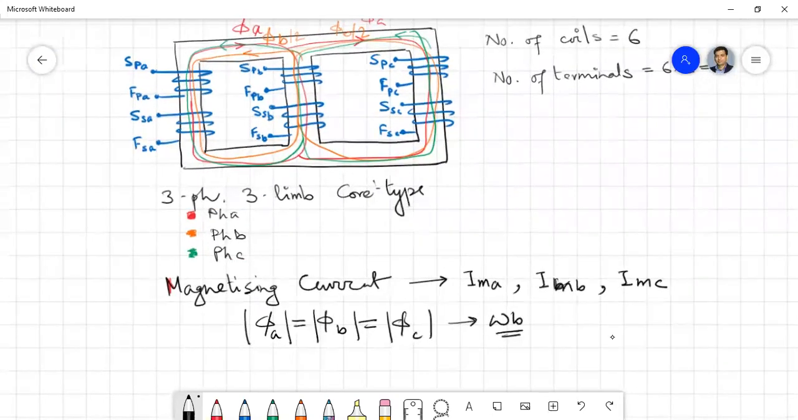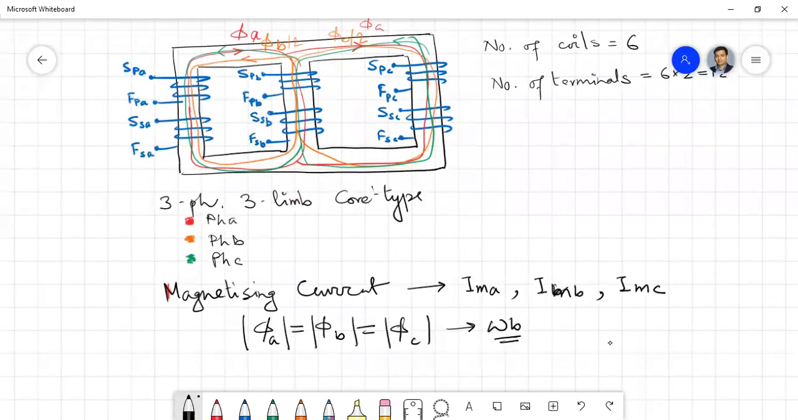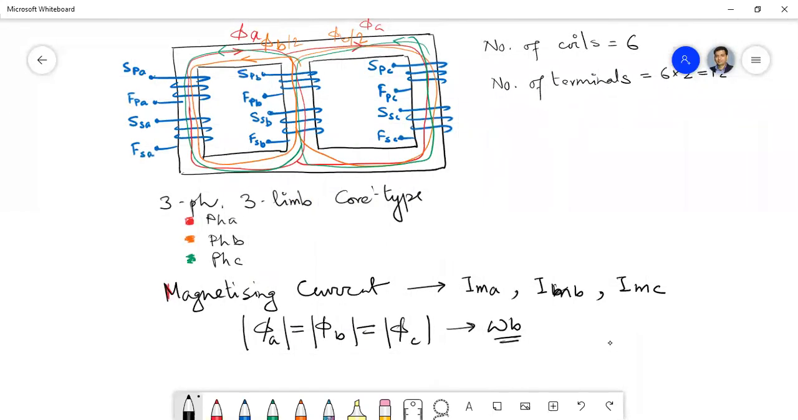Now, in which phase do we need the minimum, or in which phase do we need the maximum magnetizing current? Among these IMA, IMB, or IMC, these three magnetizing currents, which is minimum or which is maximum, and whether all the currents are same or all the currents are different if we have the same flux. So this question I want to ask you. Is anybody there who can answer this?